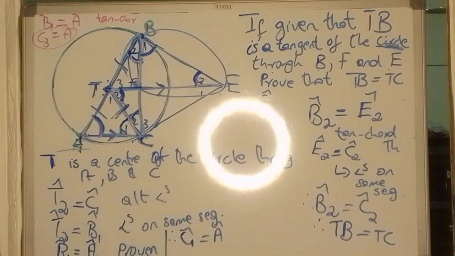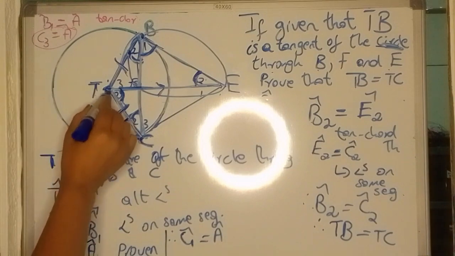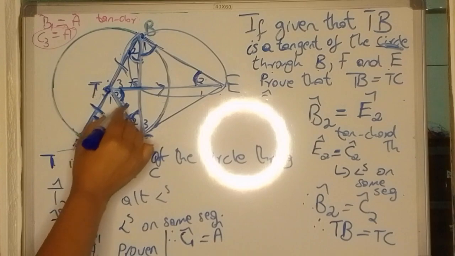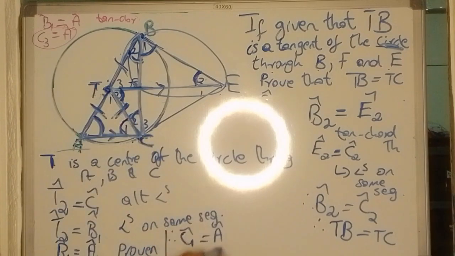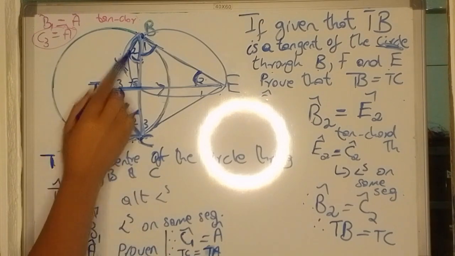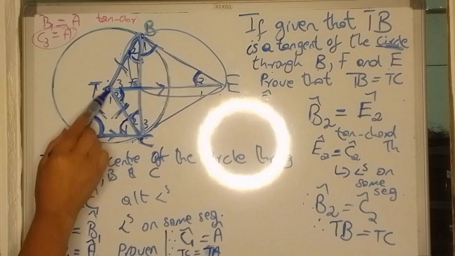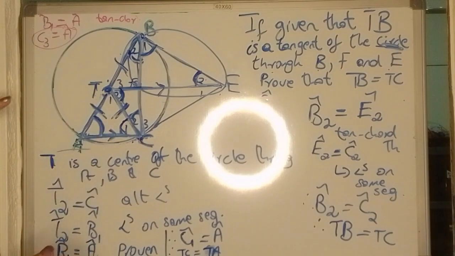Okay. So what does that mean? It means TAC is an isosceles triangle. That means this is equal to this. It means then, therefore, side TC is equal to side TA. Okay, we just proved 3 sides that are equal and all of them come from point T. Side TB is equal to side TC equals side TA.